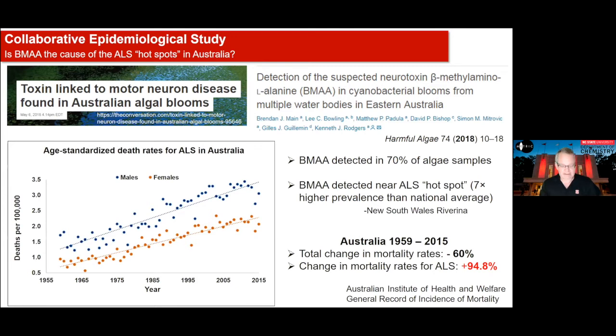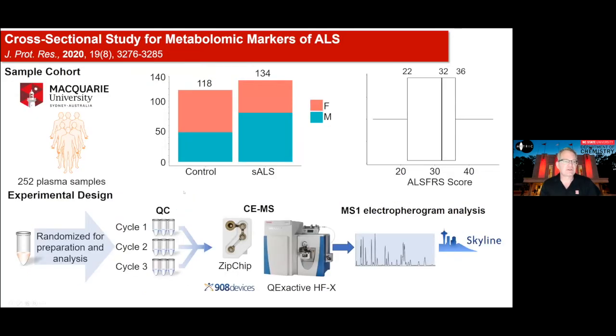So they sent us this really nice collection of human specimens. There were 252 plasma samples in the experimental design. We had control samples and sporadic ALS. I should have mentioned that genetic links to ALS is less than 10% of the cases. 90% or more are sporadic, no known cause. So we had these controls and sporadic. We had reasonable proportions of males and females.